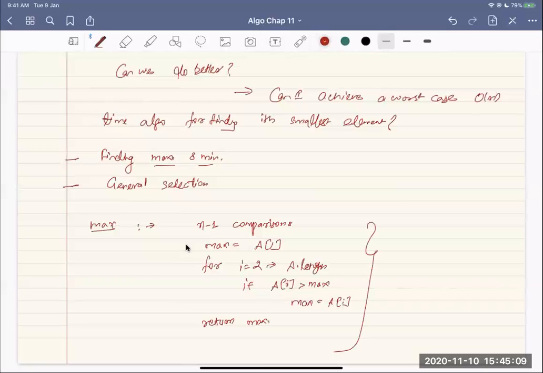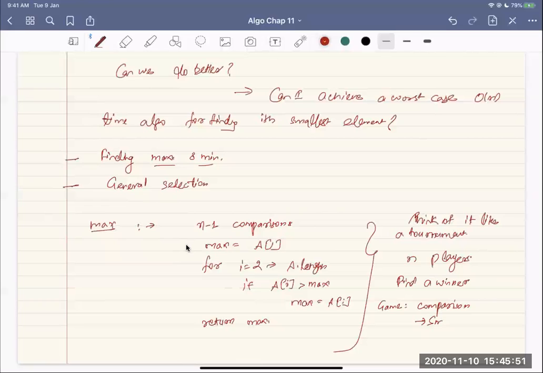Now this whole thing, you can think of it like a tournament. There are, say, n players, and you have to find a winner. You keep on playing games, each game is a comparison, and the smaller element loses. You see, only one element can lose in a game.